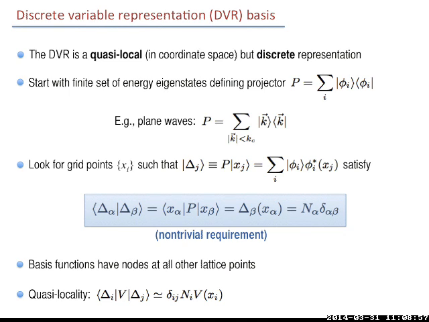As we'll see, it follows immediately that these basis functions, these delta_alpha, have nodes at all other lattice points, and they're only localized about discrete points in coordinate space. They also have this nice quasi-locality feature: if you evaluate some local operator in these two basis states, then you approximately just get the potential at that point times this normalization constant. So we're basically just going to be using the plane wave basis, but in principle you can construct more complicated DVR sets that don't correspond to, say, equal lattice spacing in coordinate space.